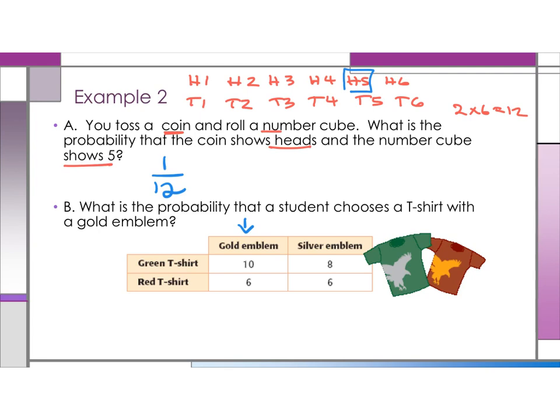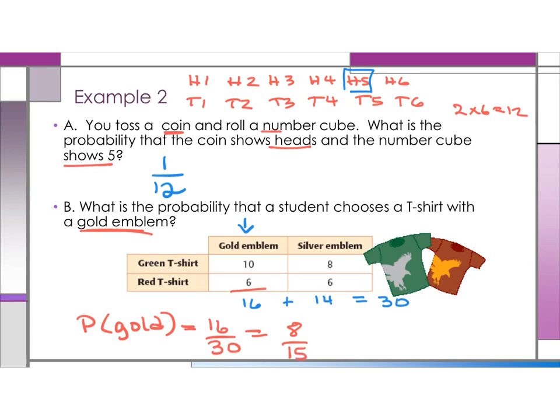So I have a total of 16 that have gold emblems and a total of 14 that have the silver. So in total, there are 30 different t-shirts. However, they wanted me to find the probability of a gold emblem. So probability of gold, I've already added up this column, so it's 16 over 30. I'm going to simplify, and it's 8 over 15. You should always reduce your fractions.